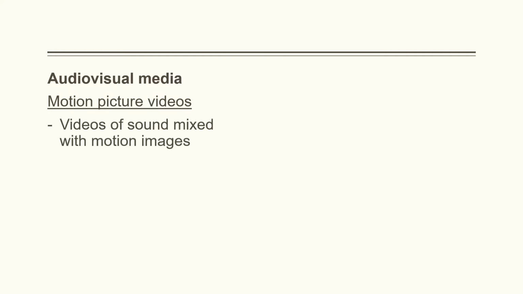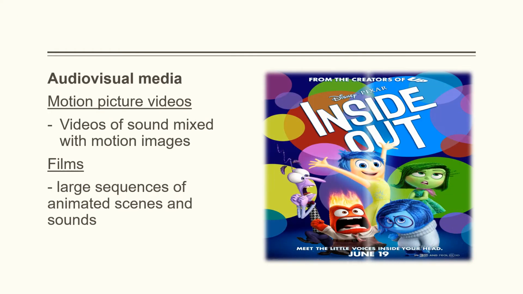We have audiovisual media, motion pictures, videos of sound mixed with motion images, and films, large sequences of animated scenes and sounds. An example for motion media or motion picture, we have an animated scene for a clip like SpongeBob SquarePants. And for films, an example is the full animated film Inside Out.